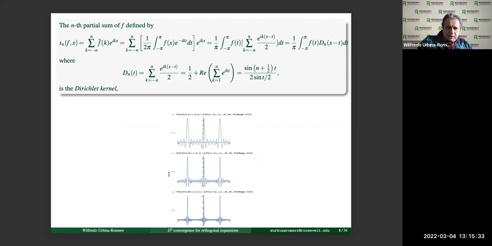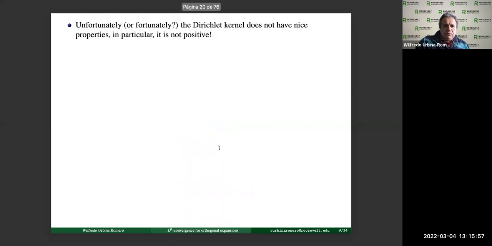And here are some graphs generated in Mathematica for n equal 5, 10, and 20. And as you can see, one immediate property is that the Dirichlet kernel is not positive. It oscillates, it is kind of localized, but at the end of the day it is not good. Unfortunately, or fortunately, because the Dirichlet kernel does not have the best properties, a lot of research was done starting immediately after that.